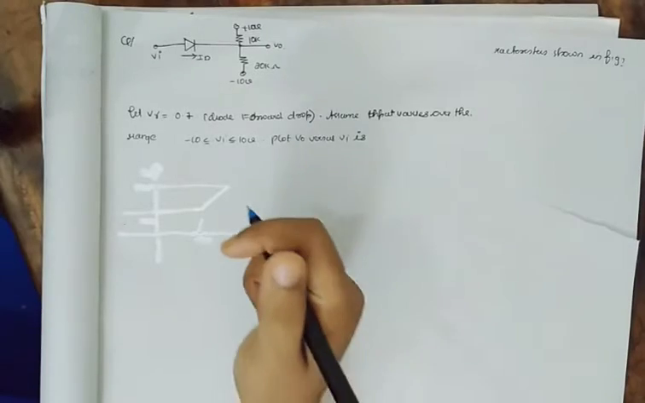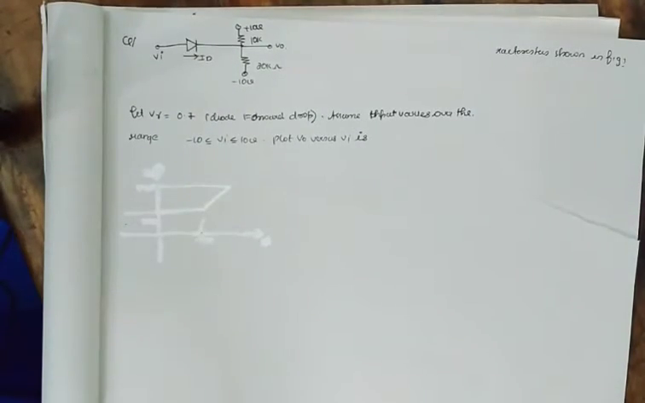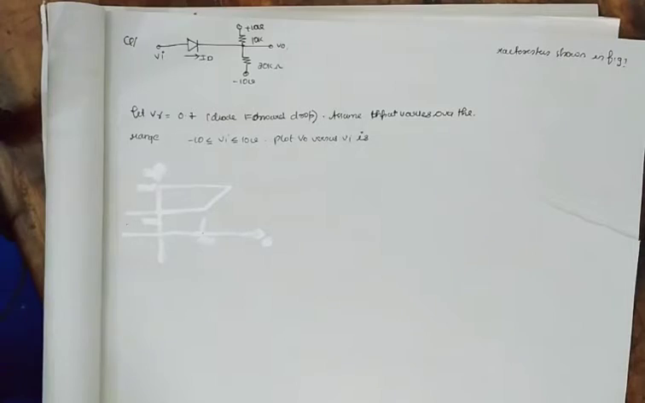Okay, so this is a circuit given, and let the breakdown voltage, the battery potential, be equal to 0.7, and assume the input Vi varies over the range minus 10 to plus 10. Plot V0 versus Vi. So the transfer function is asked here. We should find out what V0 versus Vi is.